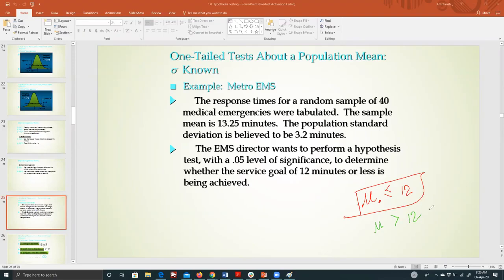No. It's a single tail. Actually, it's an upper tail problem. It should not go beyond a certain margin. That's the point. So how would you solve this one now? What are the first three steps? Can anyone remind me right now?